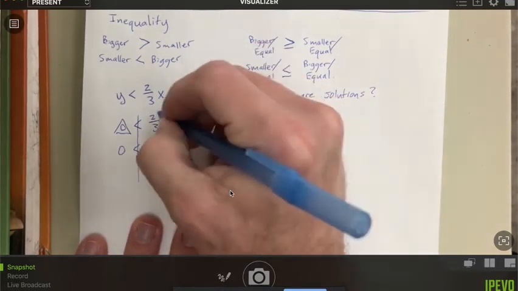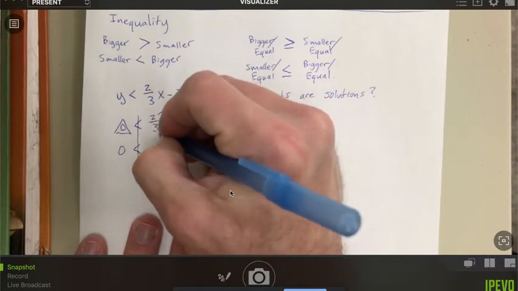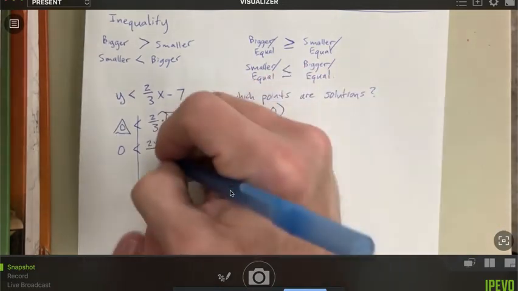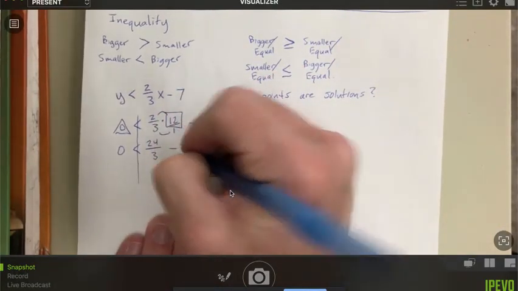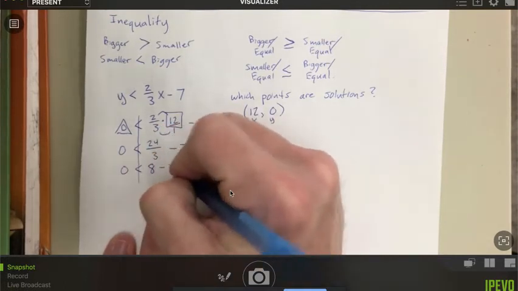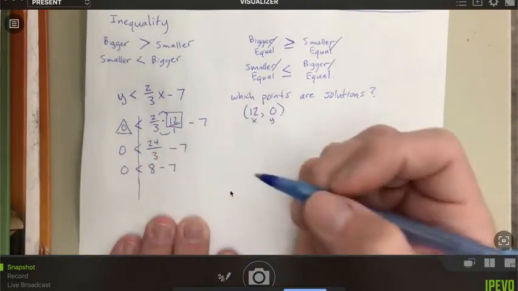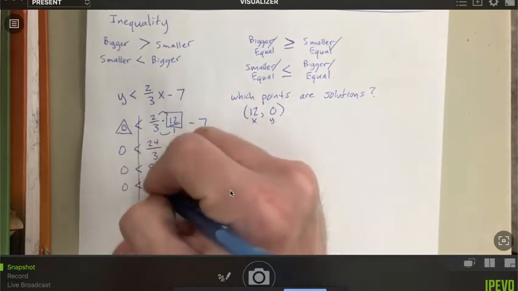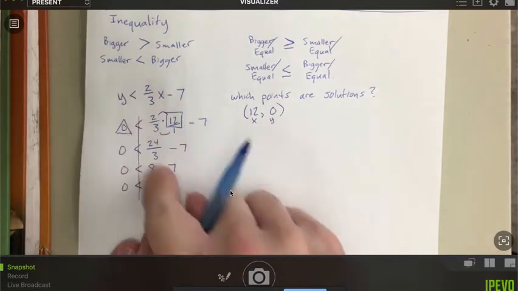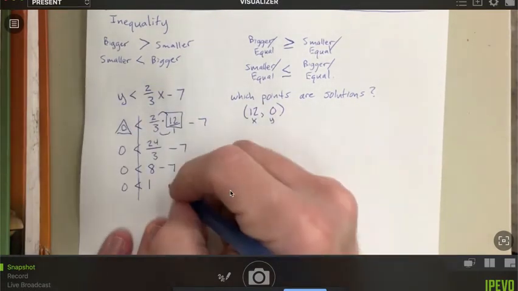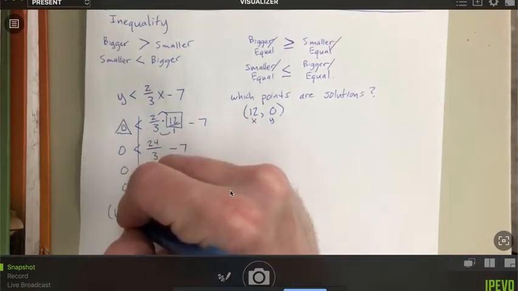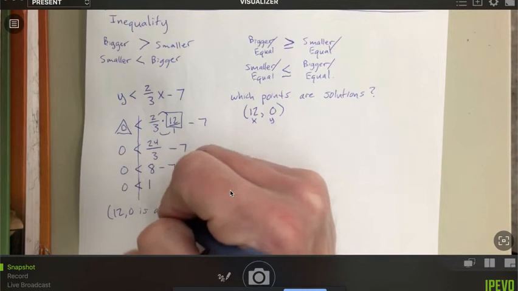All right, I'm thinking about this as 12 over 1. So 12 times 2, 3 times 1, that's going to be 24 over 3 minus 7. Or 0 is less than 8 minus 7. Or 0 is less than 1. So 0 is the smaller number. 1 is the bigger number, so this checks out. So all that tells me is 12, 0 is a solution.